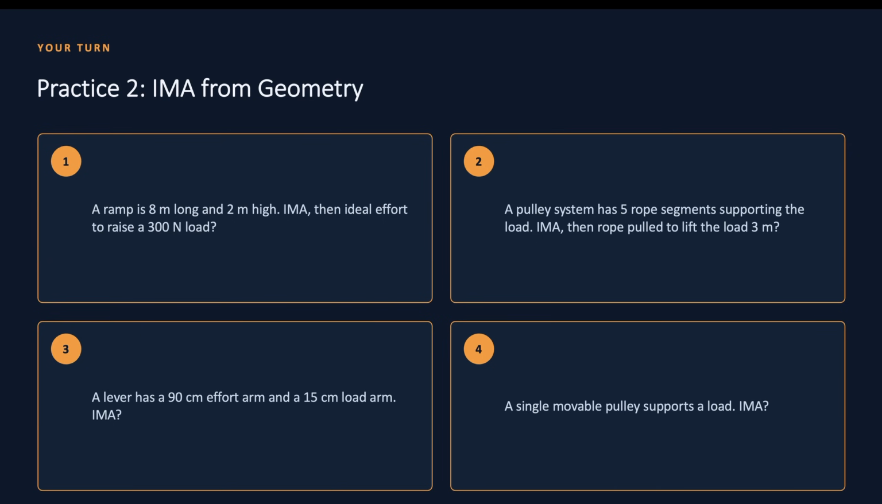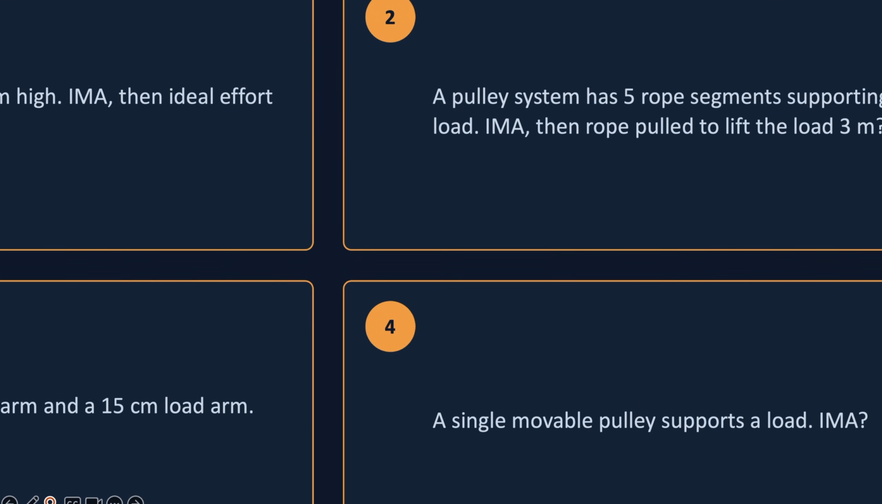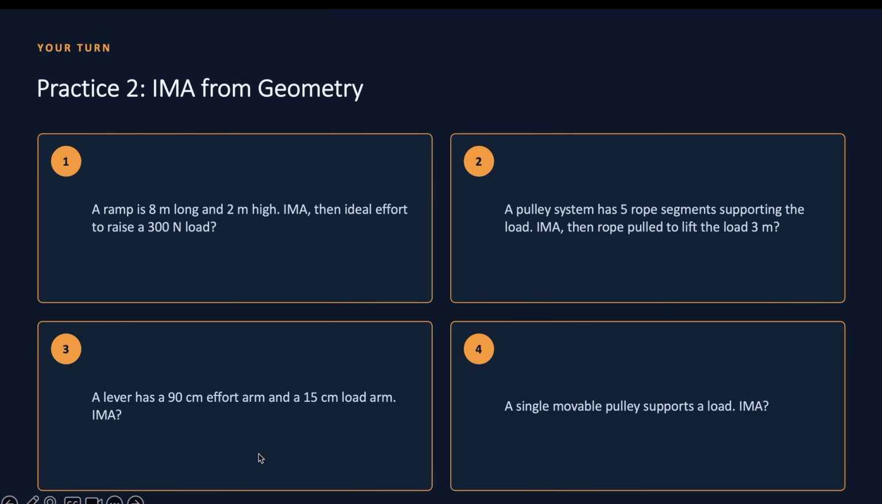So let's go over some problems here. A ramp is, let me zoom out, a ramp is 8 meters long and 2 meters high. Ideal mechanical advantage and ideal effort. That's why it was ideal effort, right? That's why I didn't say the actual effort, force of effort. Ideal force of effort.